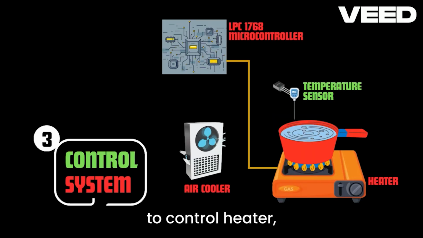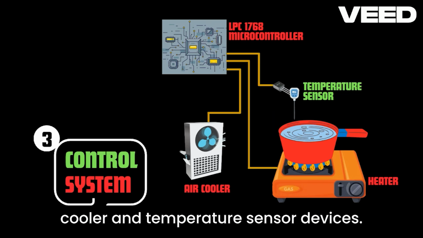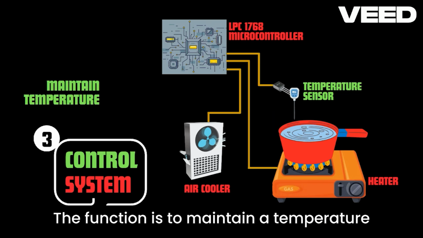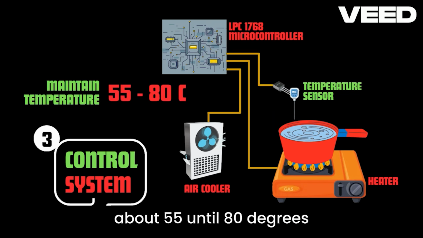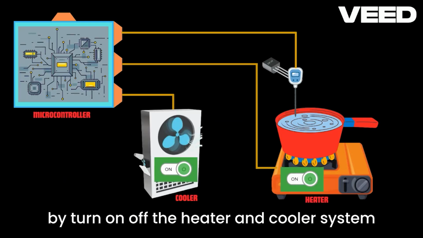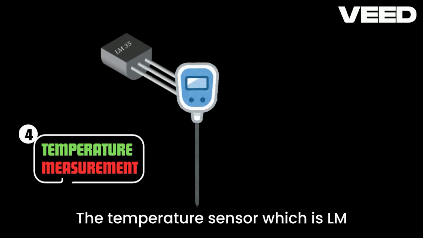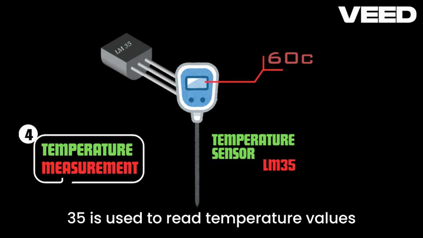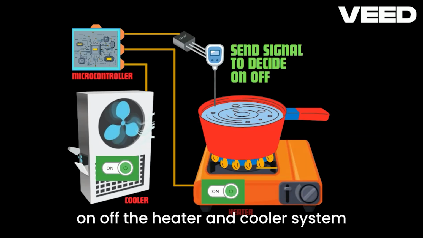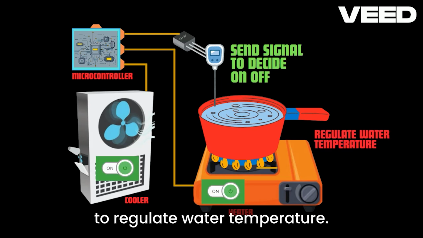For the control system, the microcontroller is going to control the heater, cooler and temperature sensor devices. The function is to maintain a temperature of about 55 to 80 degrees by turning the heater and cooler system on and off to regulate the water temperature. The temperature sensor, which is an LM35, is used to read temperature values, which decides when to turn the heater and cooler system on and off.